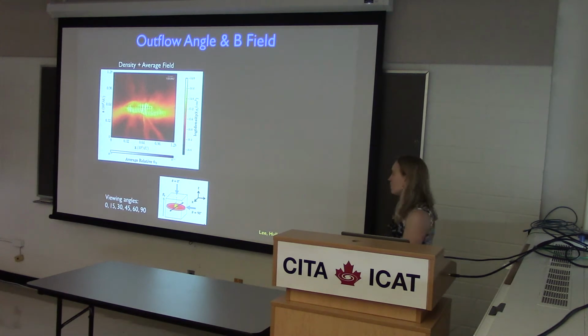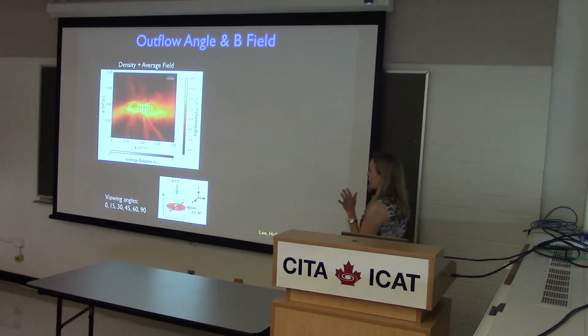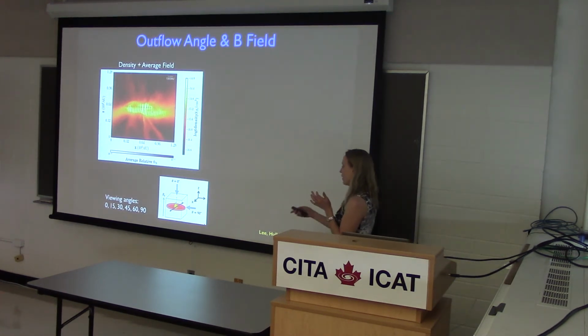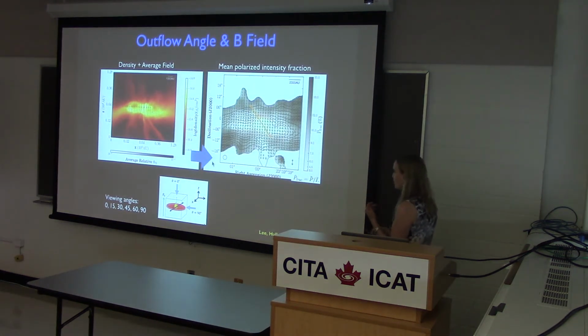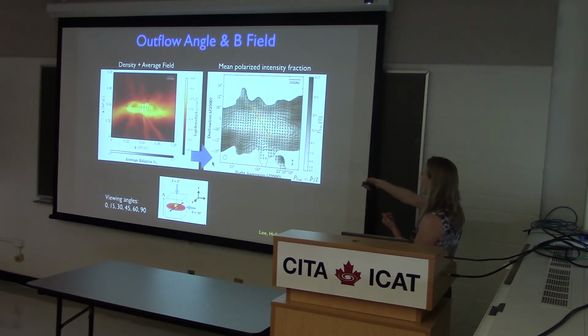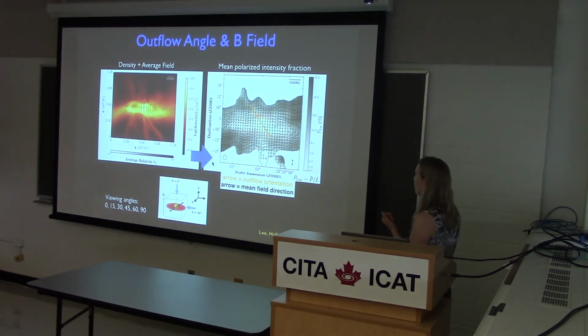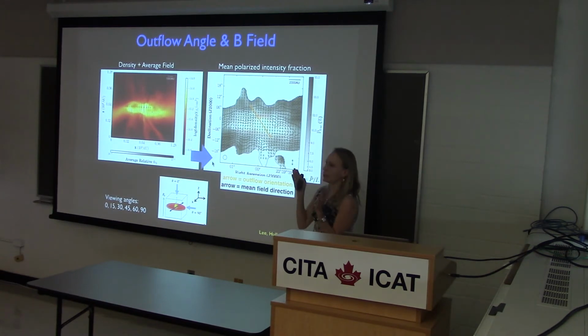All right. So she took the calculations at a number of different times and at 6 different viewing angles, and for each one, she made a synthetic polarization map. So here, these green lines represent the magnetic field direction locally, and this is the net mean field direction. And this orange arrow here represents the outflow orientation with respect to the field.